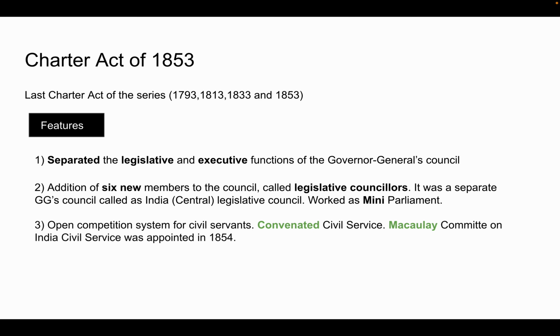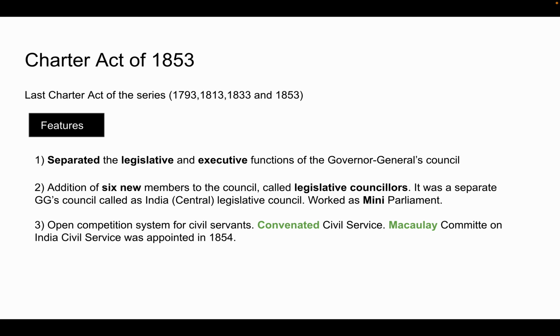Moving on to feature number 3, the open competition system for civil servants was one of the features of this Charter Act, and so now the Indians can also take part in the covenanted civil services. I have highlighted the words covenanted civil services to emphasize one fact, that what exactly is covenanted civil service. So let me just tell you that.